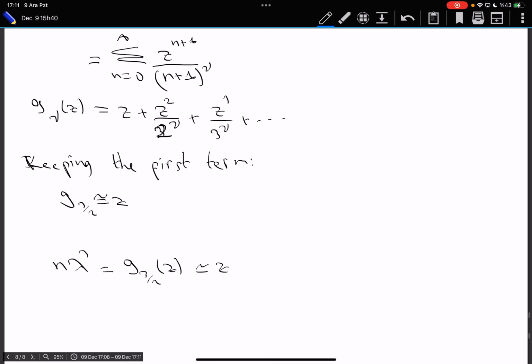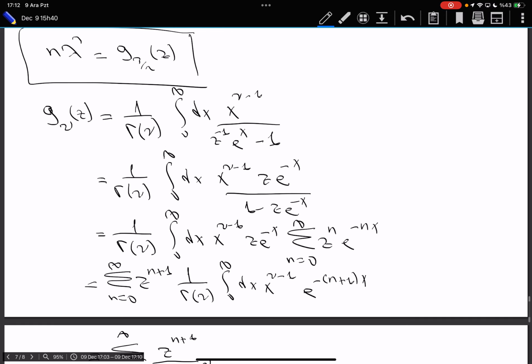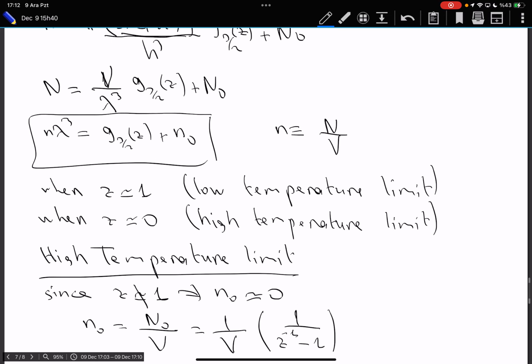So we know what z is. We have determined what z is in terms of n, v, and t. So z is approximately n times lambda cubed. You will quite often hear that z, the chemical potential, is the density. Well, at first order, at high temperatures, it is equal to just the density. And let's find the equation of state. We should recover the ideal gas.